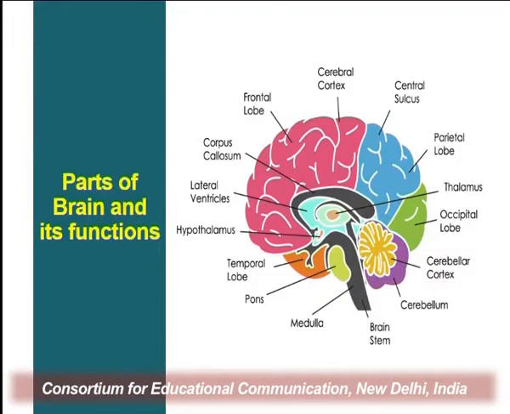Again, the cerebrum is divided into 2 halves, the right and the left hemisphere. As we know, our brain, our cortex, is divided into 2 hemispheres. One is known as the right hemisphere, the second is the left hemisphere. These are connected by a band of nerve fibers called the corpus callosum. You can see here in the figure, the corpus callosum is given. So this connects the left and right hemisphere.